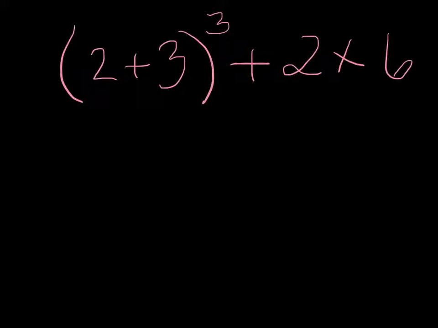Let's go ahead and take a look at this first example. Remember, G in GEMS is our first, and that stands for grouping. 2 plus 3 is inside the parentheses, so we're going to add them first. My next step is to rewrite what I already have in the equation.